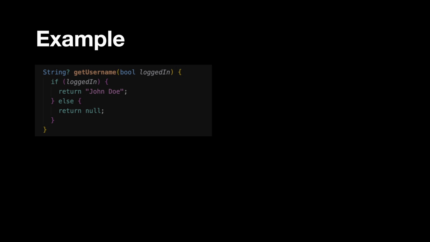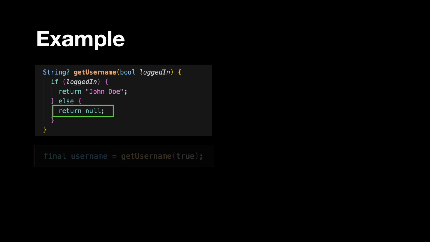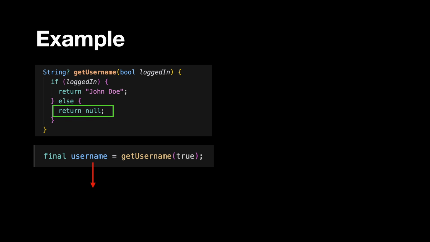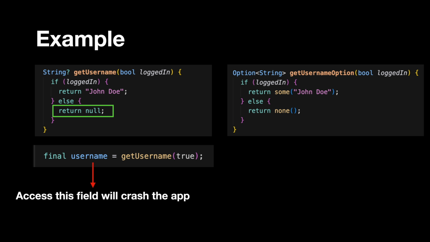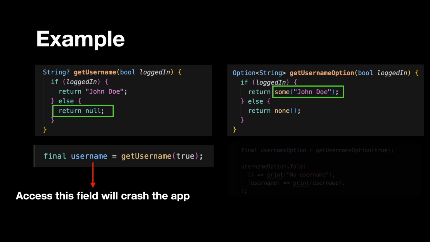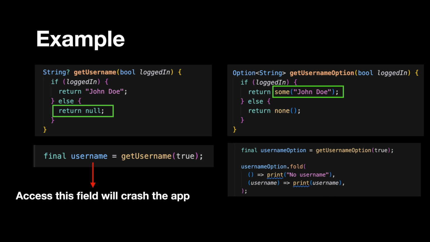Here I have a getUsername method which returns the username. Without option type, if we did not handle it and it returned null value, the app will crash when we access the field. With option type, instead of returning the value directly, we wrap the value inside Some. Now when we want to call this method and access the returned value, we cannot just use it directly. Instead, we are forced to handle both cases through the fold method.